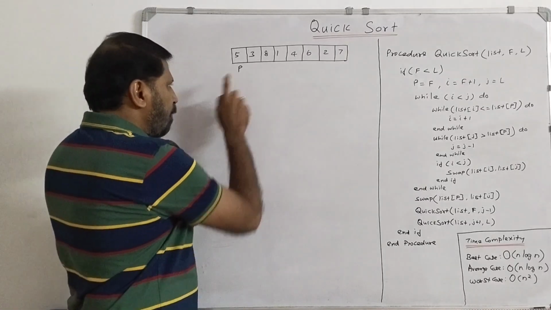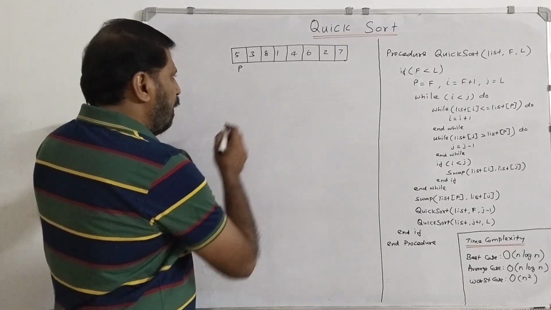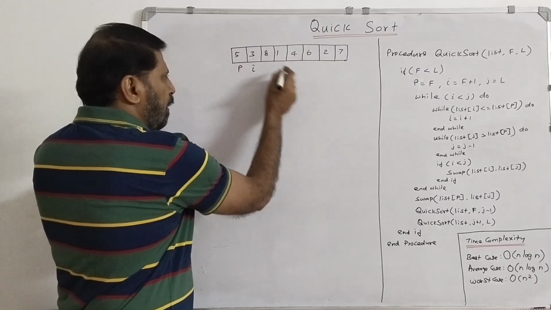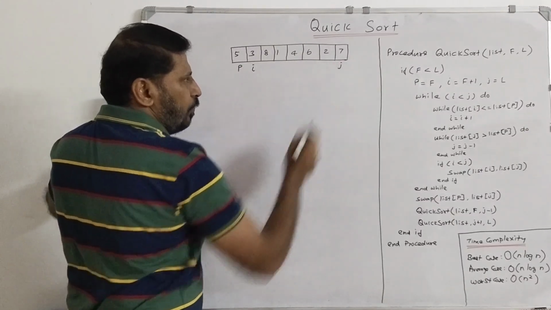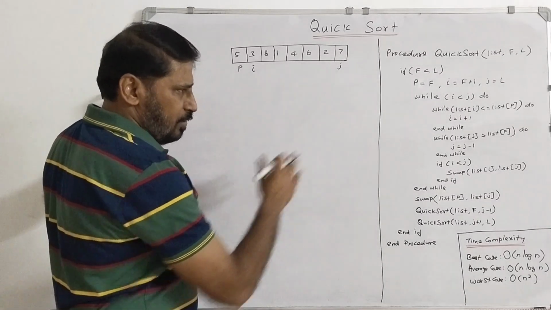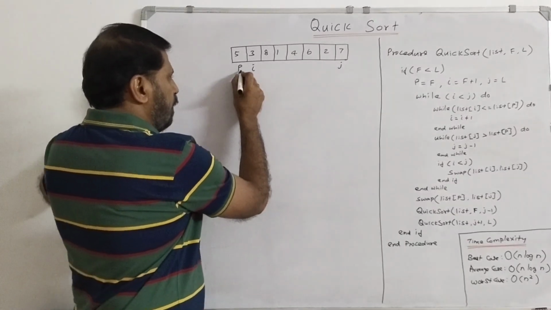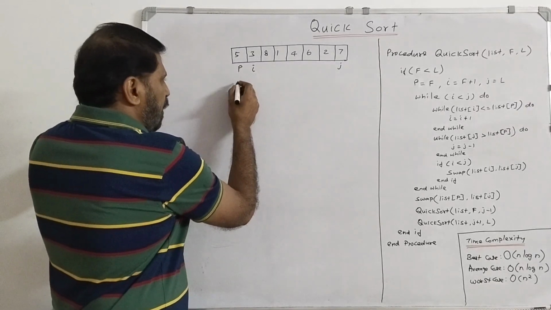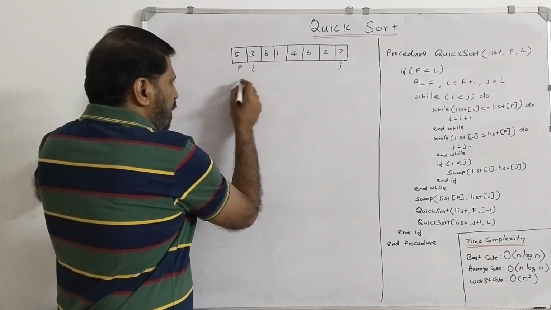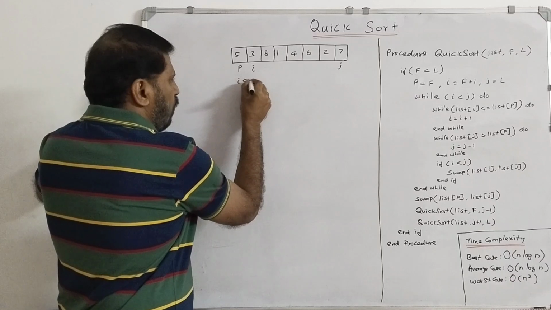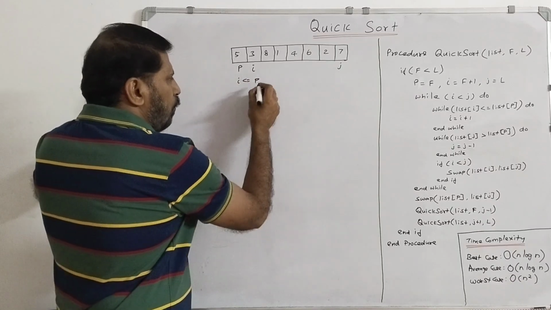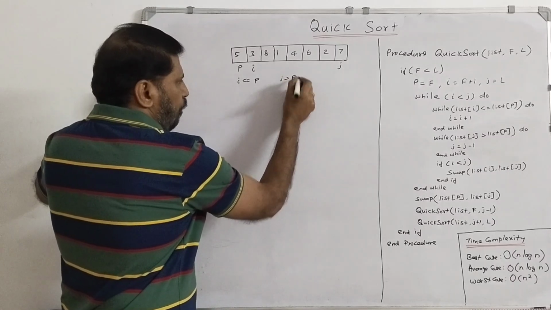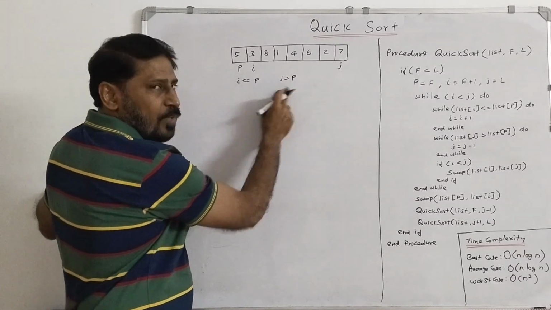Suppose I am taking this as the pivot element, and I am going to choose the next number as i and the last number as j. So I am telling you manually first, then we go for the algorithm. After selecting i, j and pivot, we check if i is less than or equal to pivot, and one more thing, whether j is greater than pivot. So these two comparisons we are going to do.